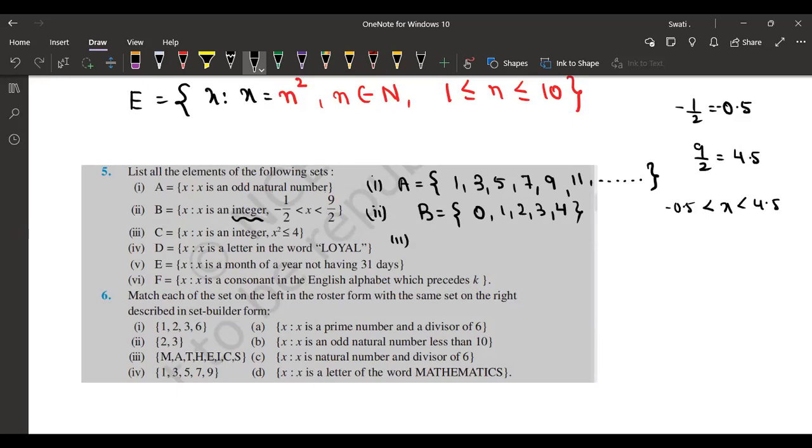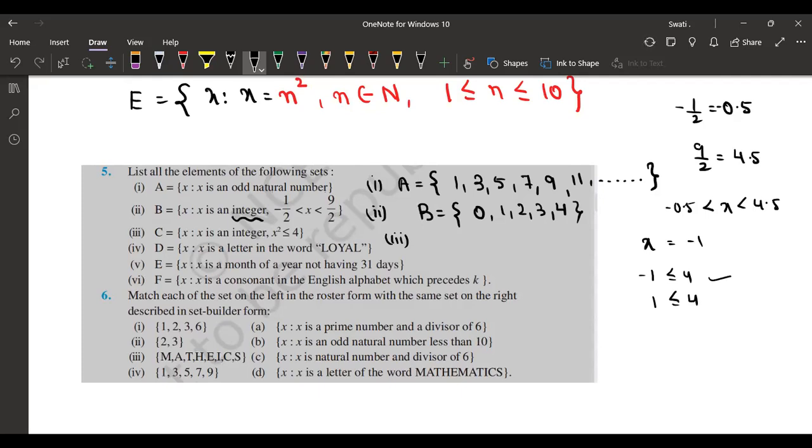All right, let's do the third question. The third one, C is equal to x such that x is an integer where x square is less than or equal to 4. This is a little interesting. First, you need to figure out the possible values of x. If I put x equals -1, what is -1 square? It's 1 only. 1 is less than or equal to 4. Yes, this is correct. Even if I put 1, it is going to be less than 4 only. So -1 is correct, 1 is correct.